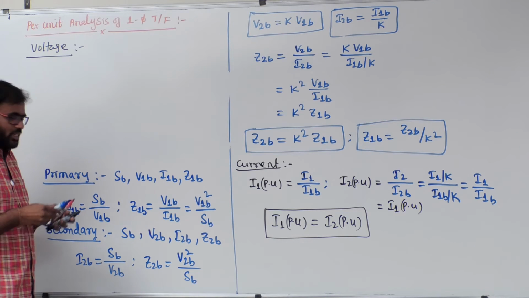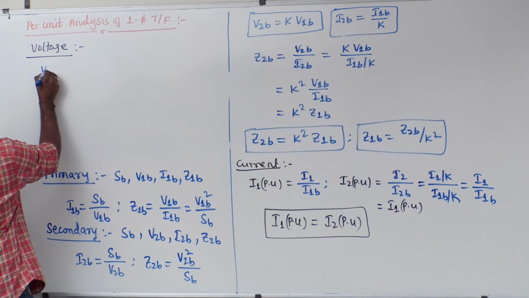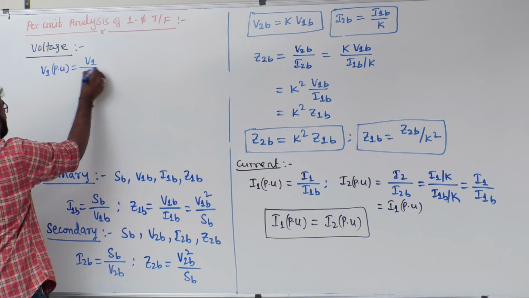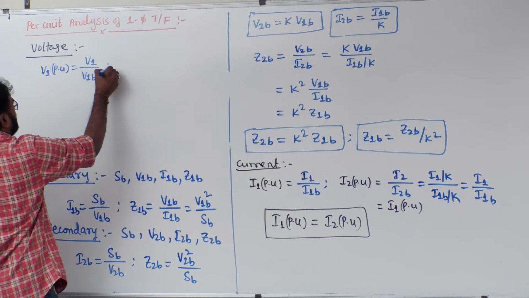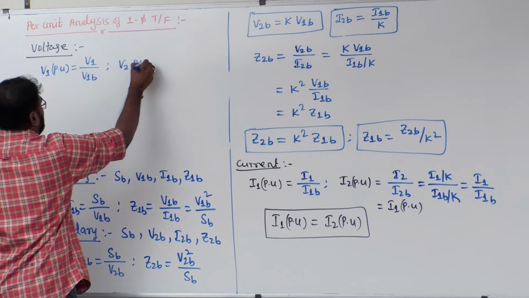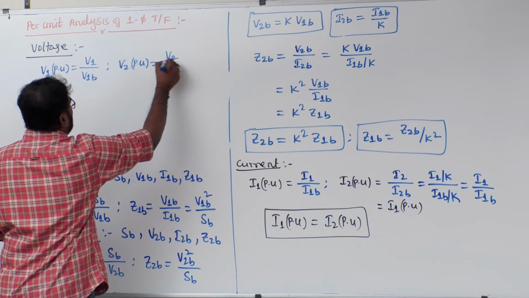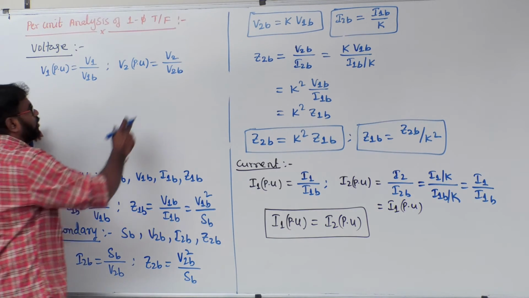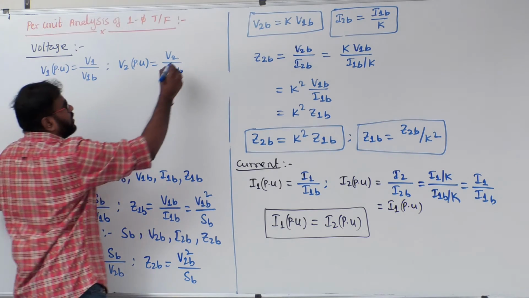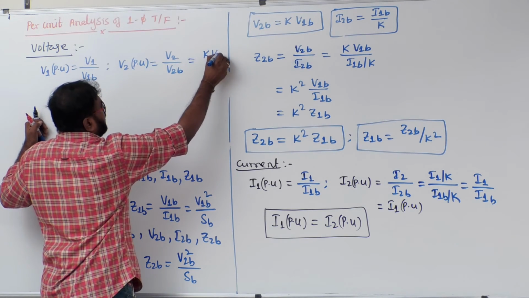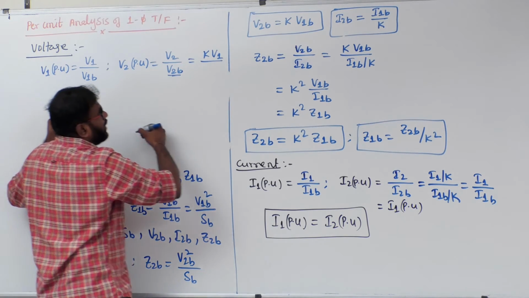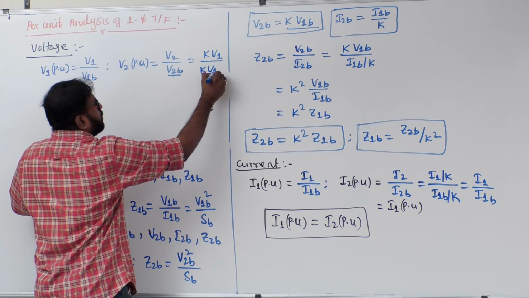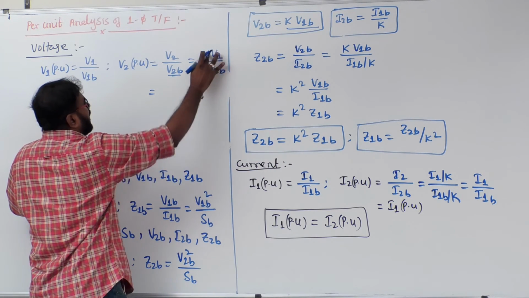Now we will see voltage relations. V1 per unit is V1 actual by V1 base. Similarly, V2 per unit is V2 actual by V2 base. But if you remember, V2 equals K times the V1. And what is V2 base? V2 base is K times the V1 base. So from this, K gets cancelled.